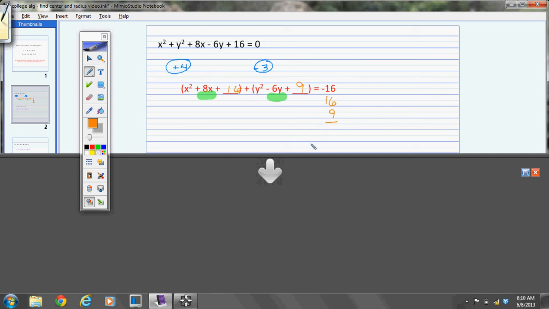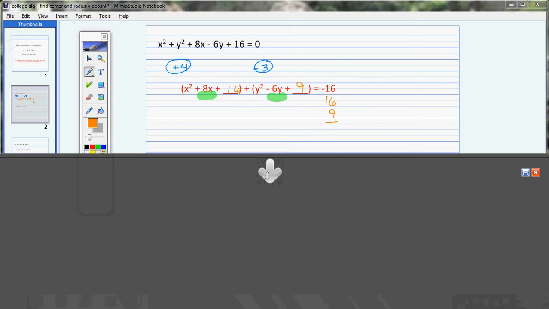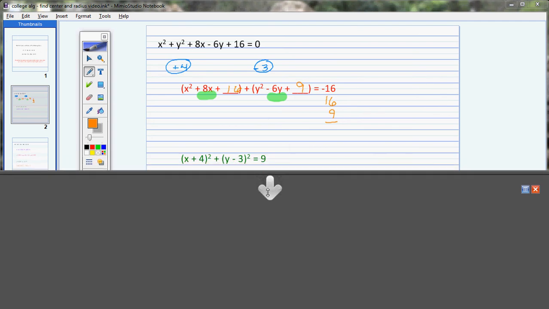Okay, so now going down, the next step was to factor. Now remember, when we factored, you take whatever is here. Okay, we just use that number. So positive 4 was what we used to factor. It's going to be x plus 4 squared plus, there's always a plus in the middle for circles.